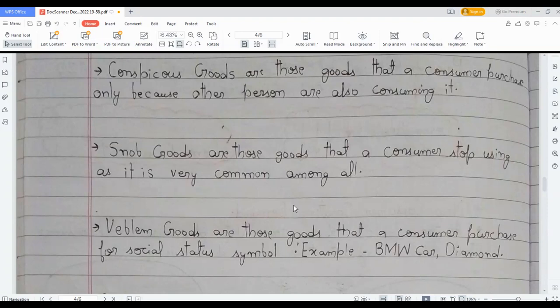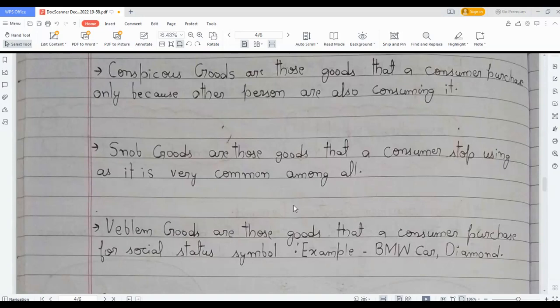Now, the opposite of a conspicuous good is a snob good. In a snob good, when all the consumers are using a thing and it has become common to all, some persons stop using it. Like if everyone is purchasing a phone of a particular company, then some will stop purchasing it because everyone is using that company's phone. As it has become common to all, some will stop purchasing or using it.